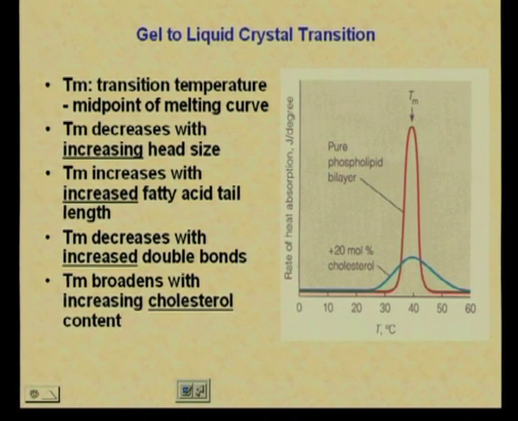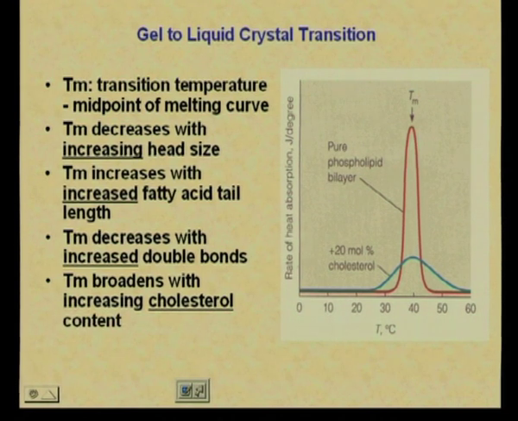In the presence of cholesterol, what happens is the Tm broadens. Okay? So, you have basically a flatter Tm, a flatter curve. Why? Because the cholesterol is now embedded in it, and you do not have a sharp transition from a perfectly ordered gel state or a crystal state to a liquid state, a liquid crystal state. Okay? So, let us just go over this once more.